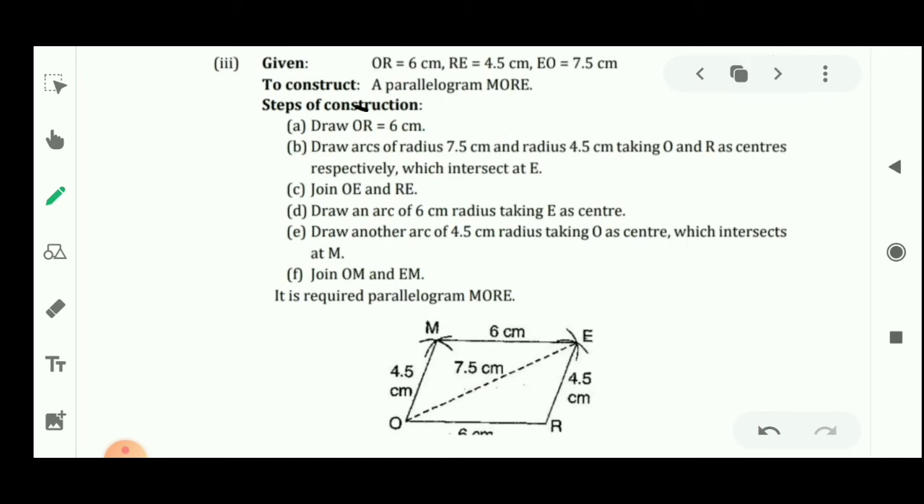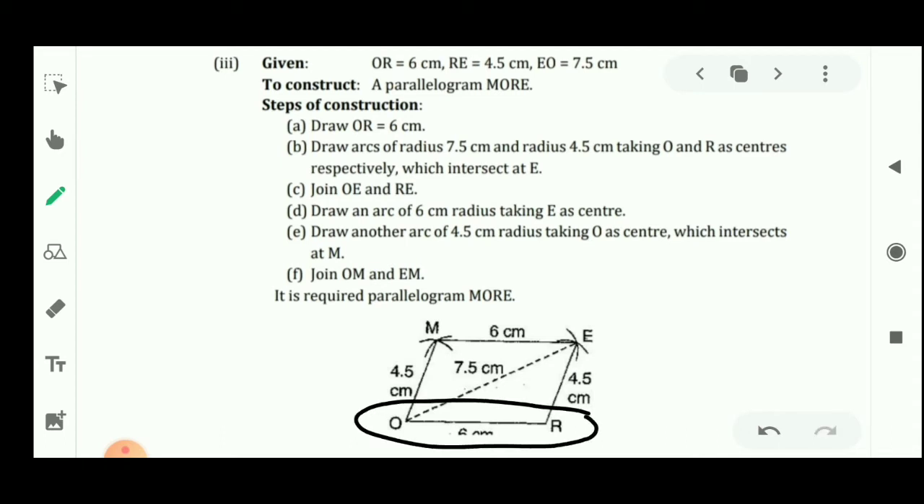Now students, you have to draw the parallelogram. In a parallelogram, you know the length and length are the same and the breadth and breadth are the same, students. You have to know about the parallelogram before constructing the figure. Firstly, draw the line OR, that is 6 centimeter.